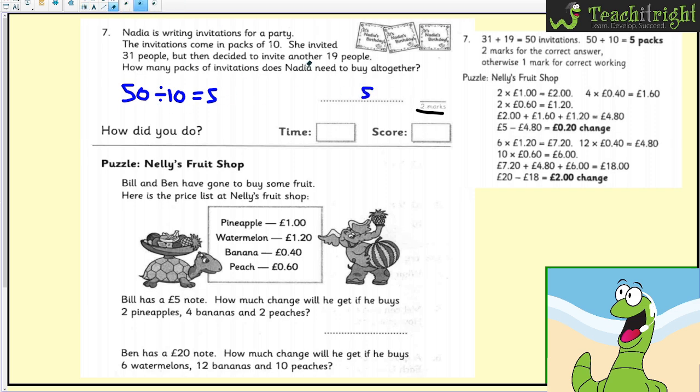Give yourself a score, and also guys, if you are timing yourself, please write down a time. It's quite good to see how fast you're getting with these ones.